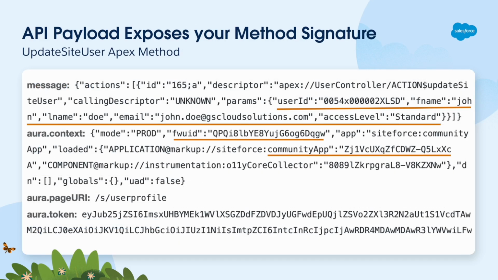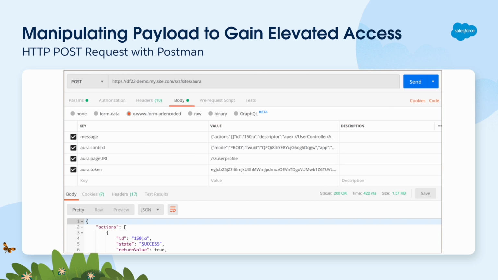Now, if I zoom into the payload, you will notice that this exposes your method signature. And once I have this information, I can easily make the same request through a tool like Postman, manipulating the payload to get elevated access. So in this case, the partner member can manage their own access level, which is not what the developer intended.